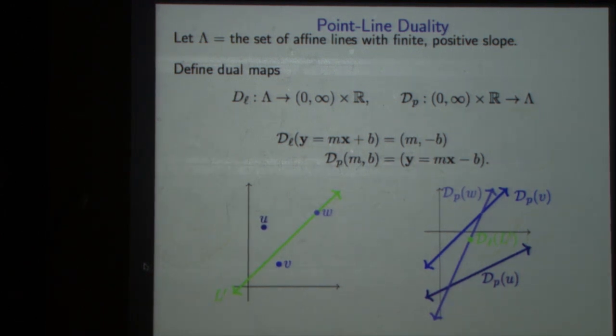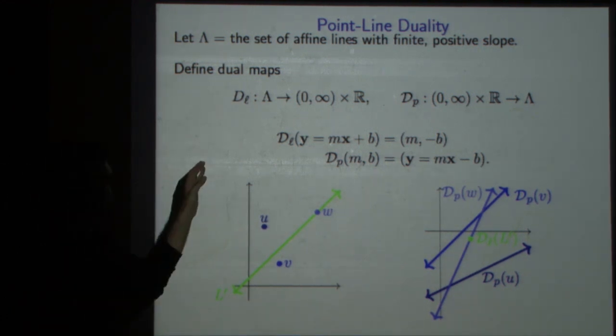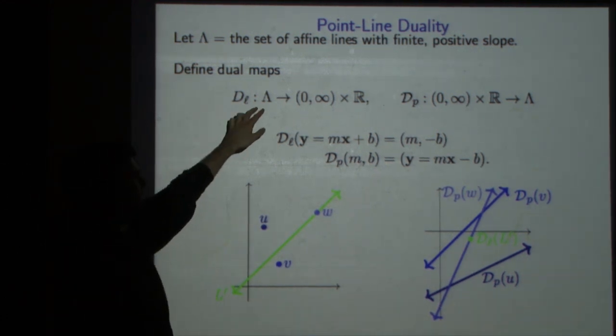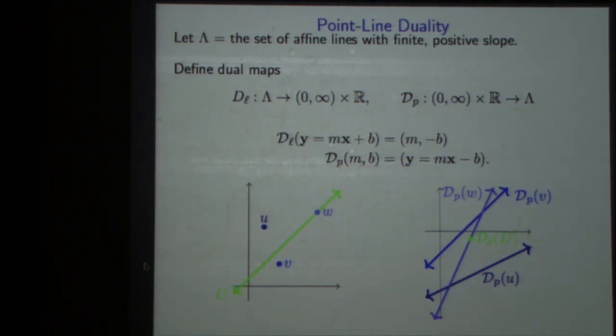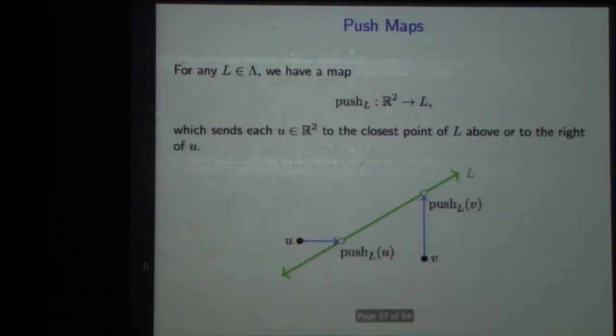So how do we do this? Well, let lambda be the set of affine lines with finite positive slope. It turns out there's a point-line duality that maps bijectively between lambda and the right half plane. Via this, I think of points in the right half plane as parameterizing lines with non-negative slope, my possible query lines.